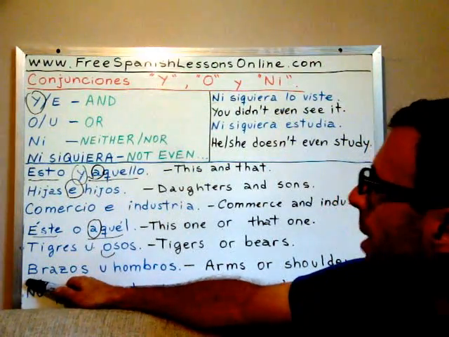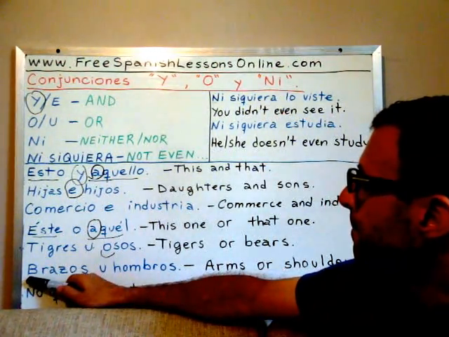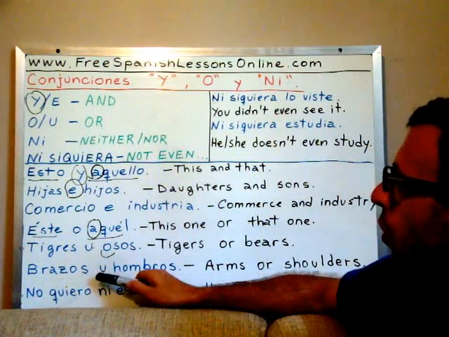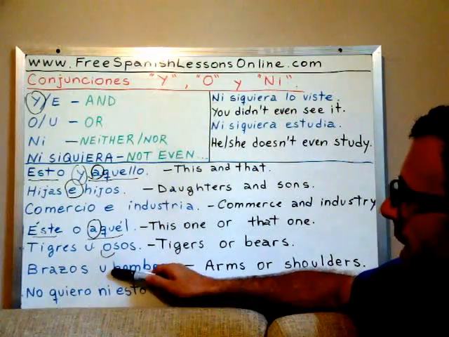So here we have brazos u hombros. These are arms or shoulders. Same example as here, okay? H-O.